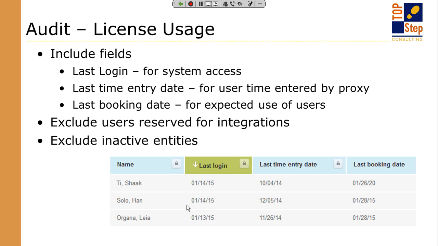And what happens is when you get this report, take a look at it. Anyone that hasn't touched the system in 3 months, is not expected to touch the system, has not put any time in the system, are probably a pretty good candidate to inactivate.